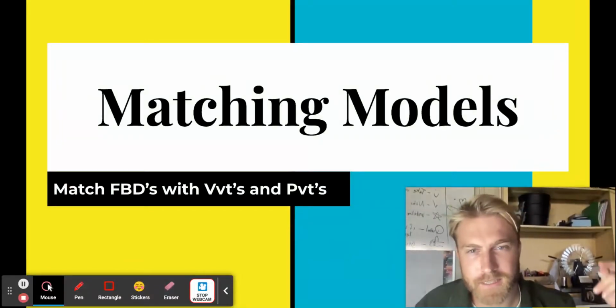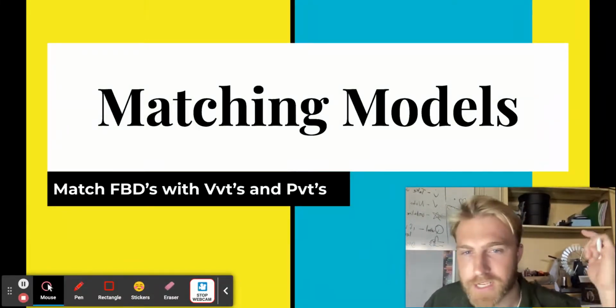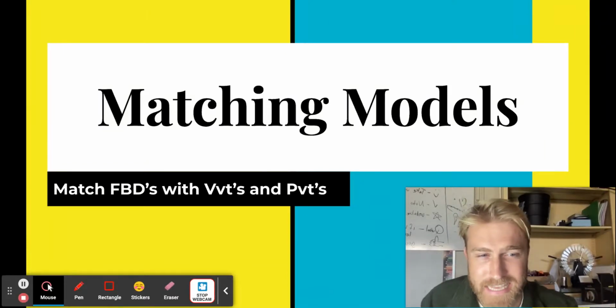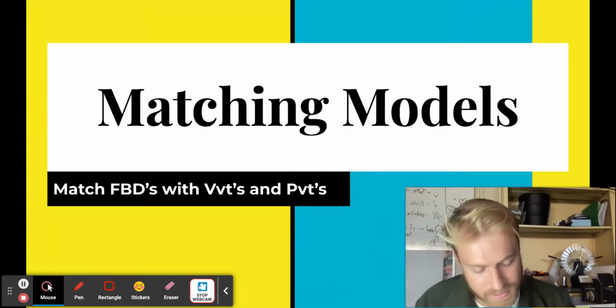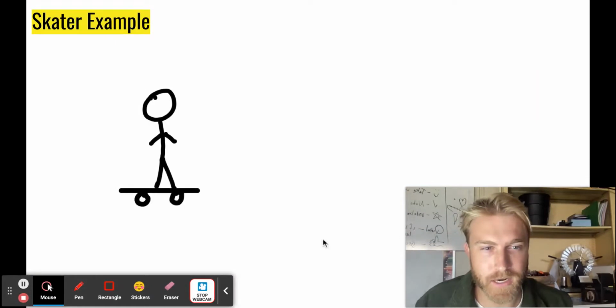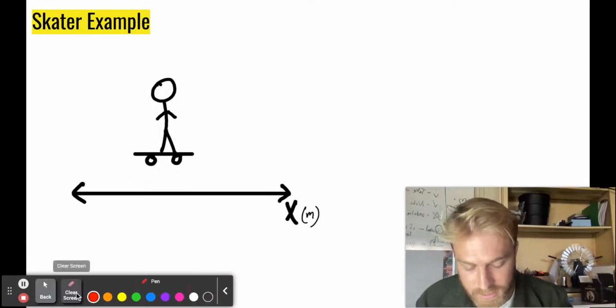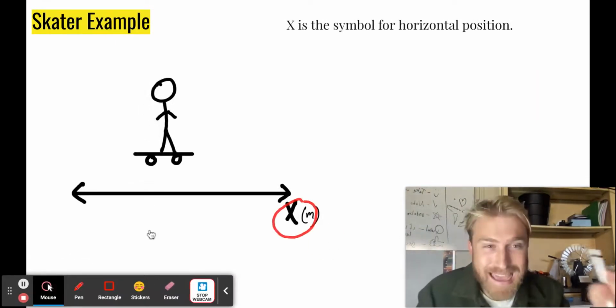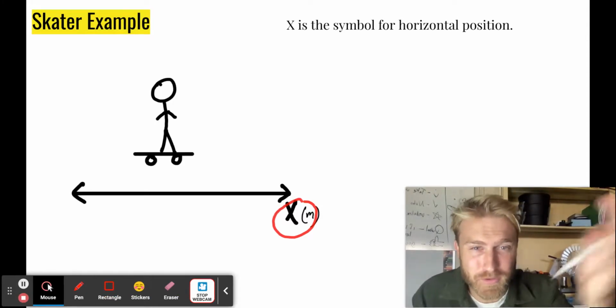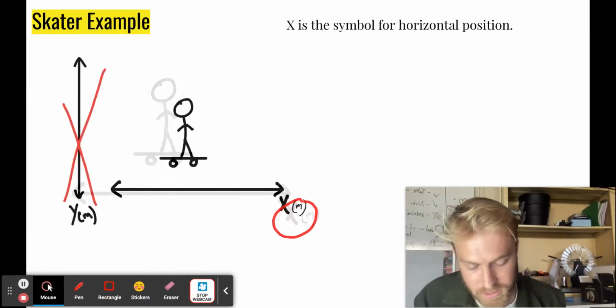All right, folks, this lesson's called matching models. We're going to match FBDs with VVTs and PVTs. Sounds complicated. It's not so bad. So let's take the skater. They're going to be moving in the horizontal position. So we're going to use X because X, that's the symbol for horizontal position measured in meters.